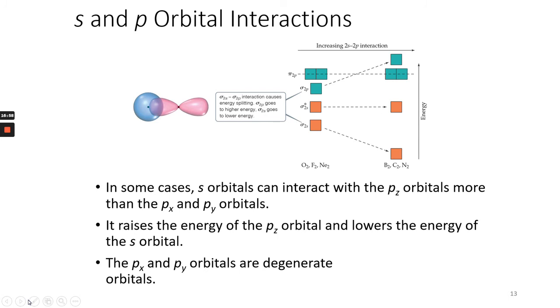Sometimes the 2s and the 2p will interact with each other. And when they do that, they actually make the sigma 2p higher energy. So here the sigma 2p came after the antibonding sigma 2s. But when they interact with each other, it makes it go higher energy. So in that case, your pi 2p will be lower than your sigma 2p.